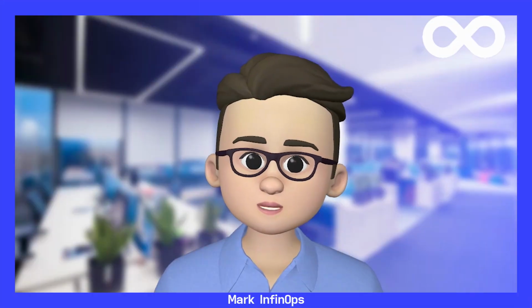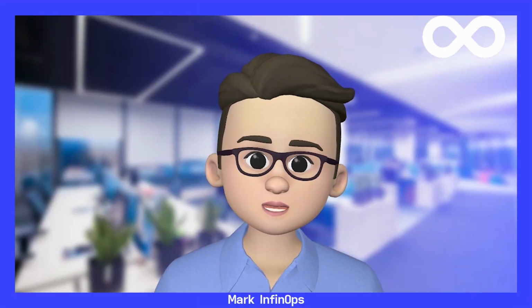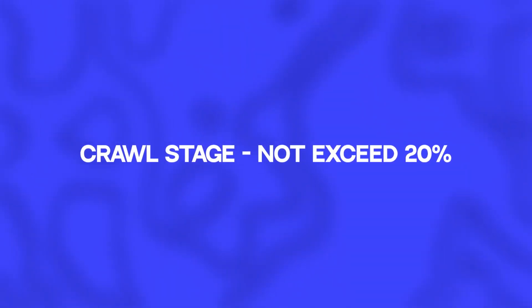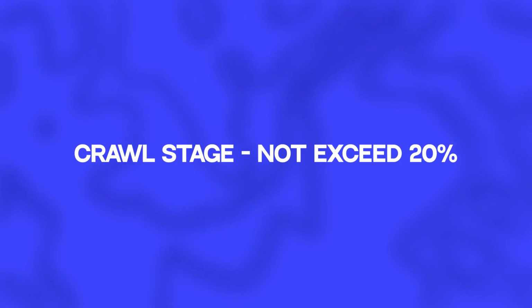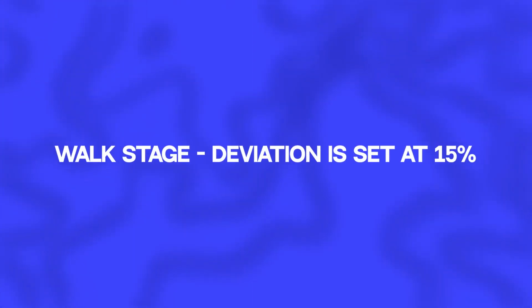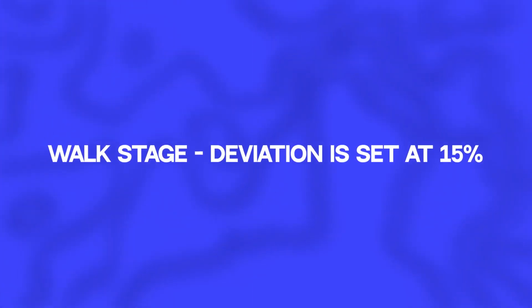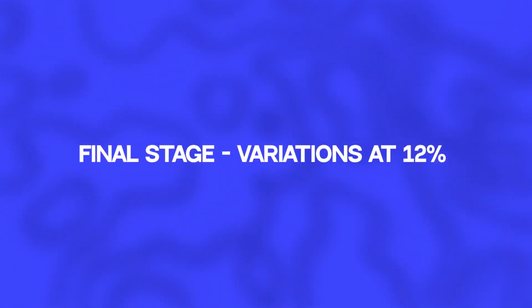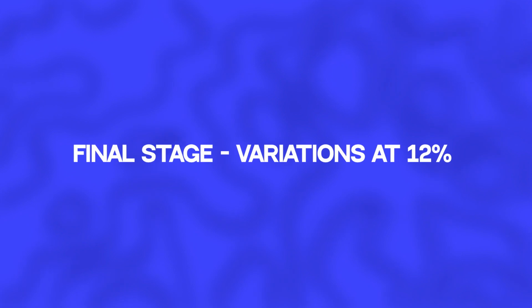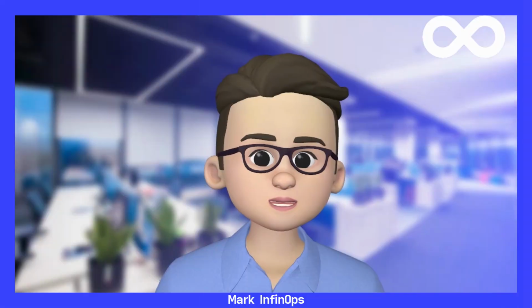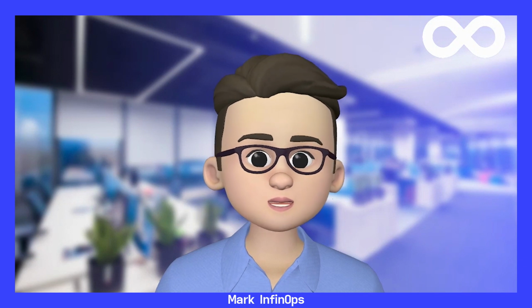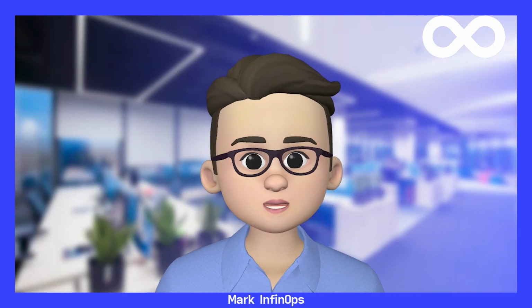Here are the recommended threshold values by the FinOps practitioner community. For FinOps practices in the crawl stage, the deviation from actual expenses should not exceed 20%. The deviation is set at 15% for FinOps practices in the walk stage. Variations at 12% for FinOps practices in the run stage, which is the final stage of implementation. By the way, don't forget that optimizing the cloud environment is not just about cutting costs. It also involves improving operational efficiency and ensuring security.